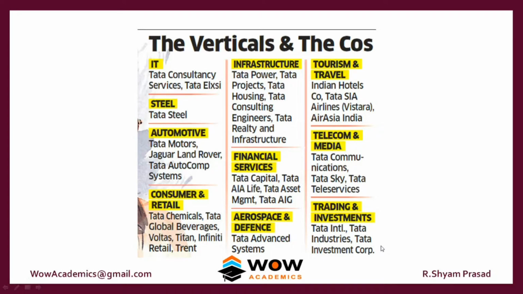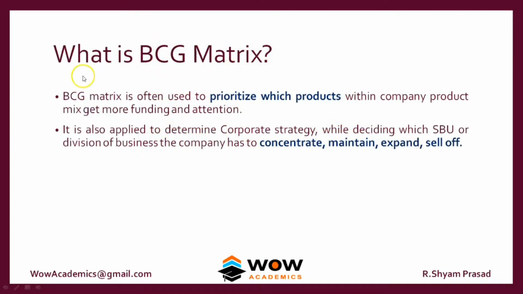They can't keep all 50 companies. They have to rationalize which companies are really important and which are not so important. So they have to find out how to do it. The BCG matrix helps a company like Tata to rationalize and focus on which companies are important and which companies are unimportant. So we look at the BCG matrix.